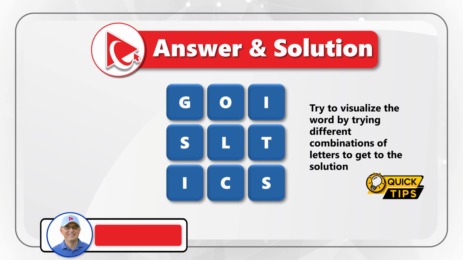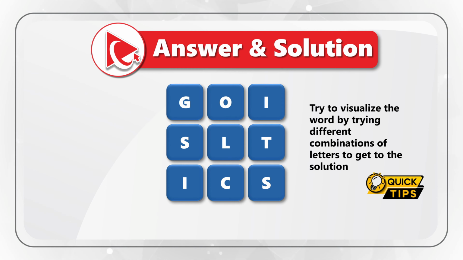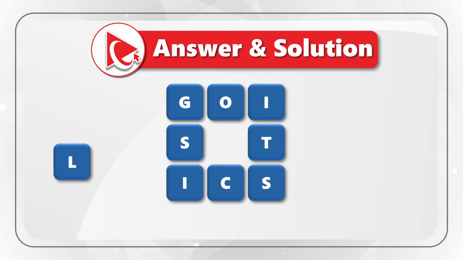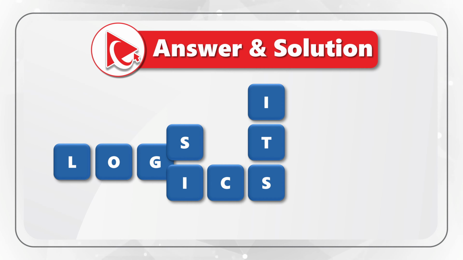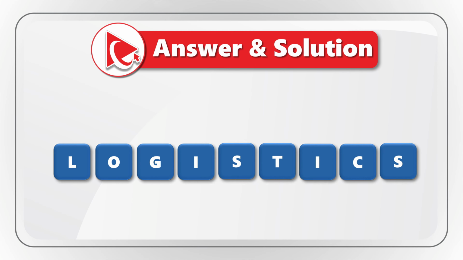For example, if you look at the original 9 letters, you will see that if we start from the middle, you can start building the word L-O-G, and then you build the remainder of the word to get to the correct answer. Do you have any other tips, tricks, or techniques that can help you solve these types of challenges?